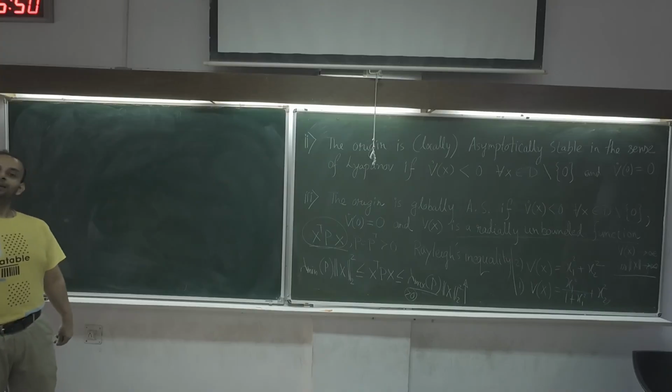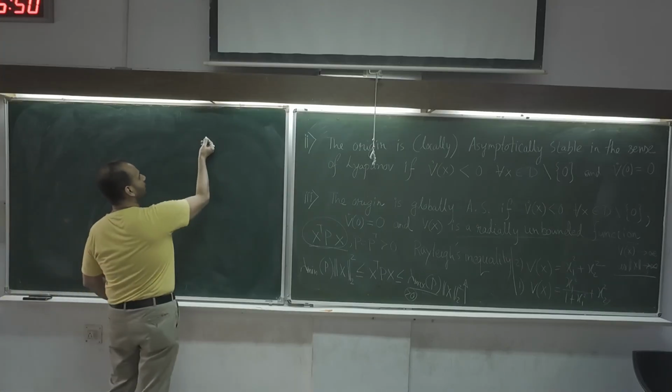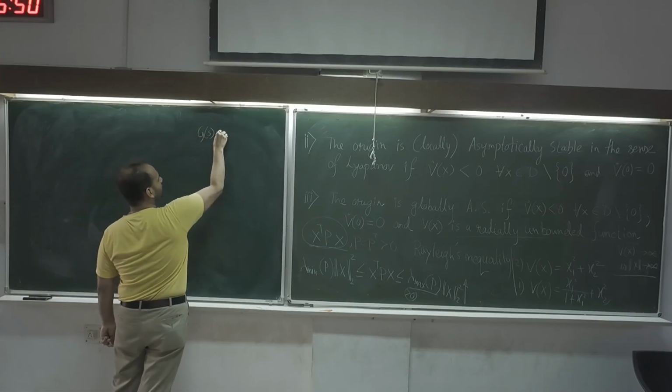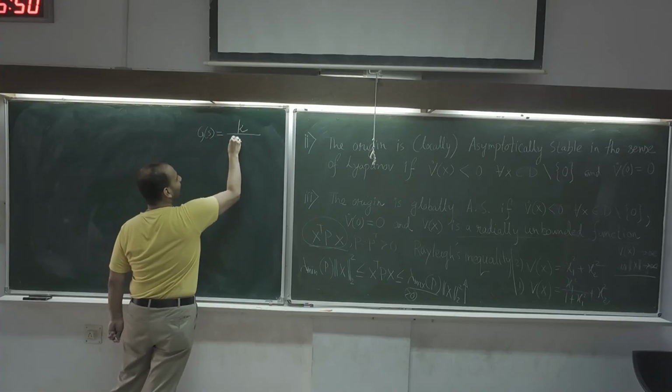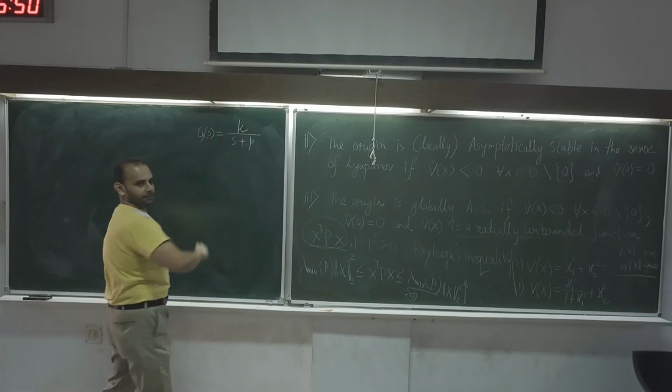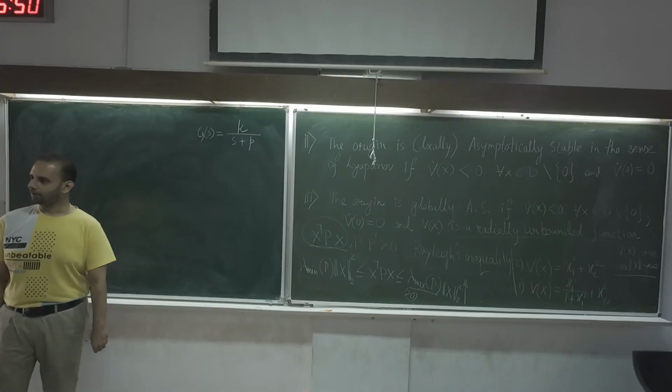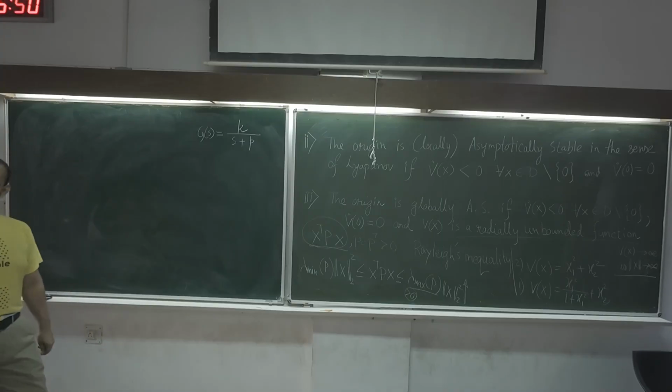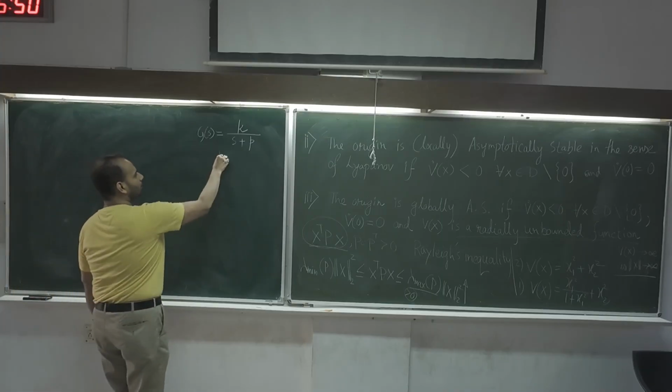We can take even a simpler problem. Suppose you consider a transfer function G(s) equals K by s plus p. Very simple. We start with the simplest one, K and p greater than 0. Okay.